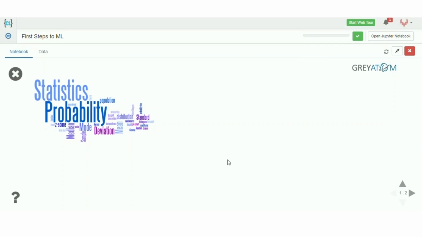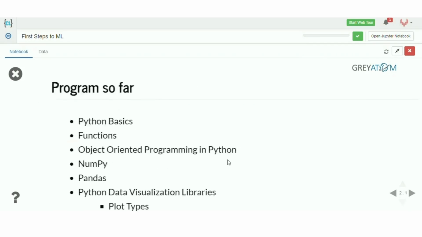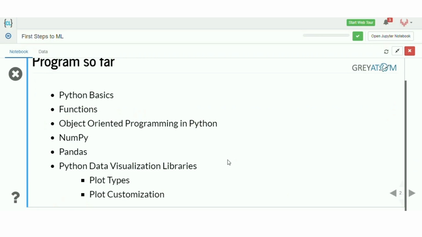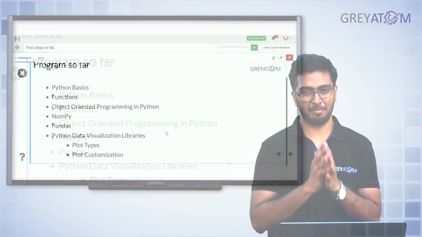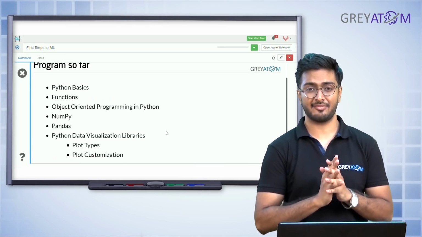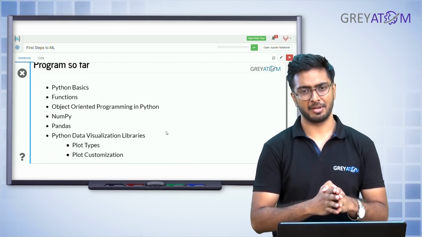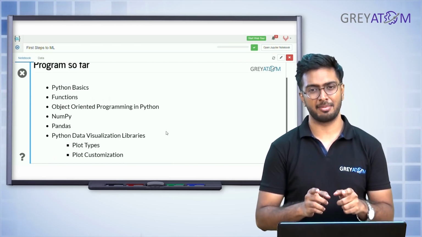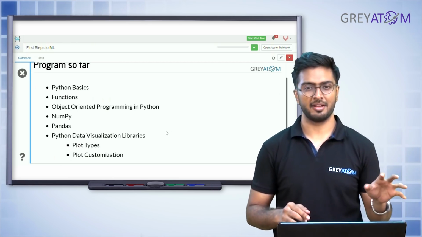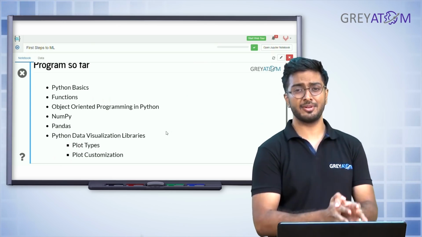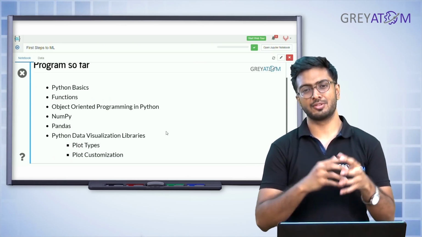As of now, you can forget about the word cloud. That's not important. In the program so far, we have learned about Python basics, functions, object-oriented programming in Python, NumPy, pandas, and data visualization. Now, the important part: if you don't get the basics of Python correct still, I would recommend you don't jump into this course. It's probably a good idea to take a break right now, go back to your Python and pandas, and be absolutely sure you understand them.